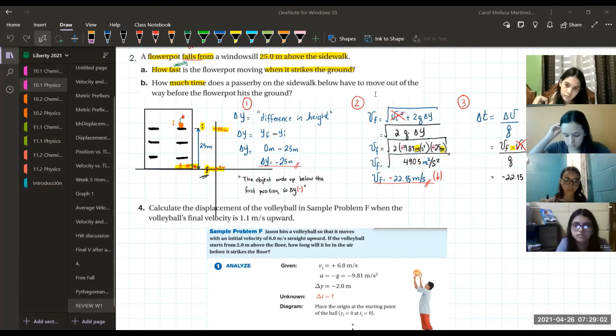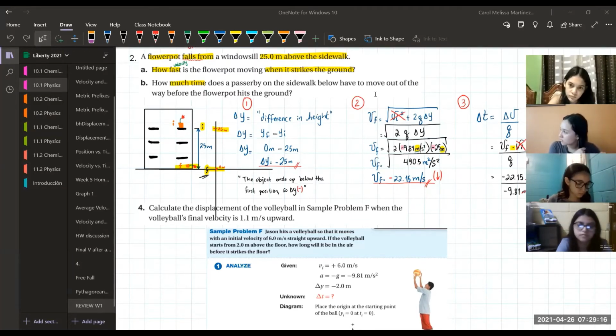And what do we have below? We have gravity, which is negative 9.81 meters over second squared. So we cancel meters with meters and seconds with one of the seconds over here. The final answer that you will get is going to be in just seconds. What is delta t? 2.25 seconds.